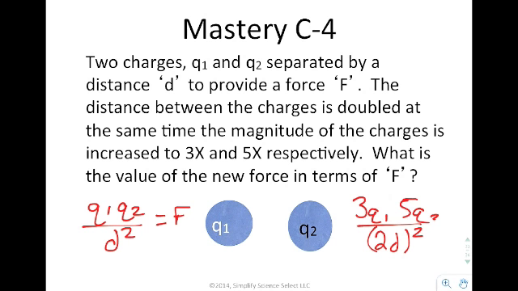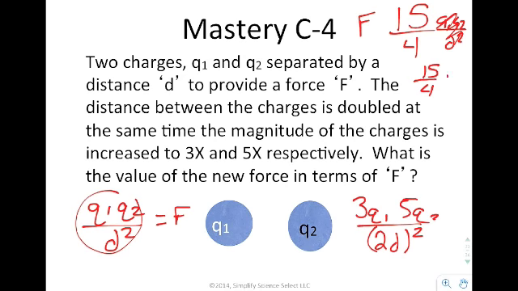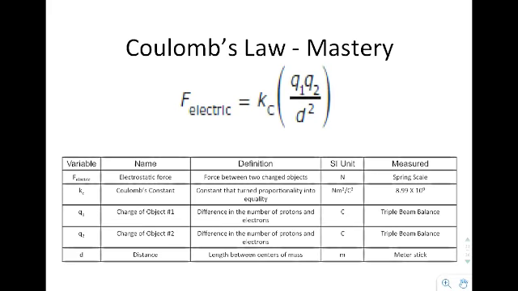So if you look at it, this is pretty easy. You have this 3 and this 5, and those are multiplied, and they're on the top. So 3 times 5 is 15. And on the bottom, you have this 2 squared term, which is 4. And then you have Q1 Q2 over d squared. Well, remember Q1 Q2 over d squared is just F. So the new force is going to be 15 over 4 of whatever F is. So it's about 4 times as much.